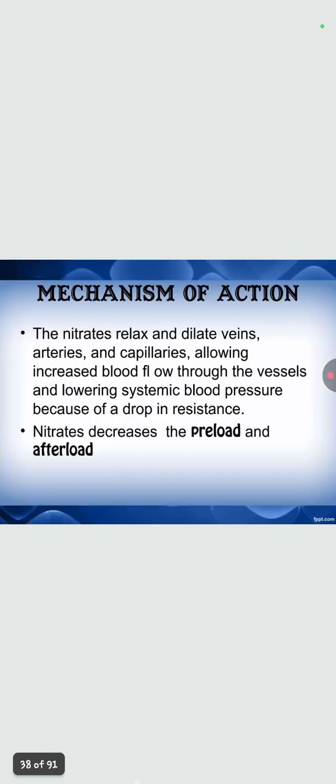Nitrates are the drugs that act directly on a smooth muscle to cause the relaxation and to depress the muscle tone. Isosorbide dinitrate and mononitrate, like nitroglycerin. Mechanism of action: they relax and dilate the veins, arteries, and capillaries, allowing the increased blood flow through the vessels and lowering the systemic blood pressure because of the drop in resistance. Nitrate decreases the preload and afterload.